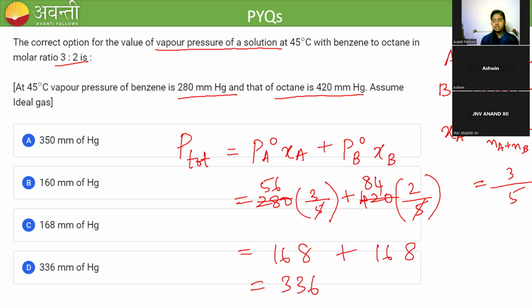We are getting 336 mm of mercury as the vapor pressure of the solution. So option D is the correct answer for this. Okay. So in all the problems, we are applying only one formula. So try to concentrate on what is given and what is being asked, and think of the formula which has to be used in the question and do it accordingly.